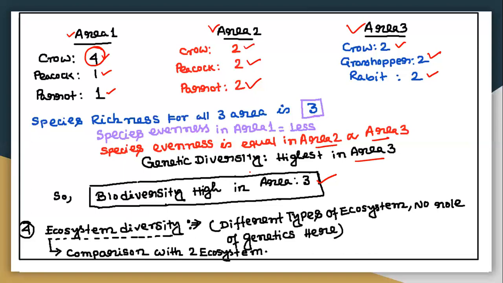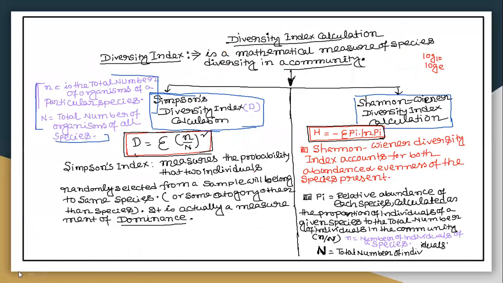Now coming to ecosystem diversity: different types of ecosystems, where there is no role of genetics. Comparison of two ecosystems is the ecosystem diversity. Now we'll come to the diversity index calculation. Different ecologists and ecological scientists basically use the diversity index.